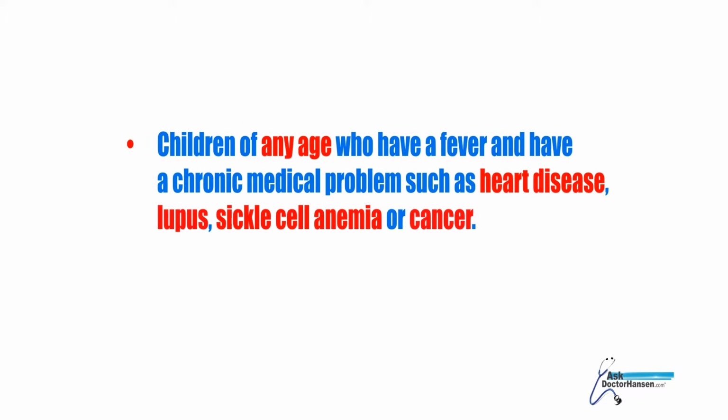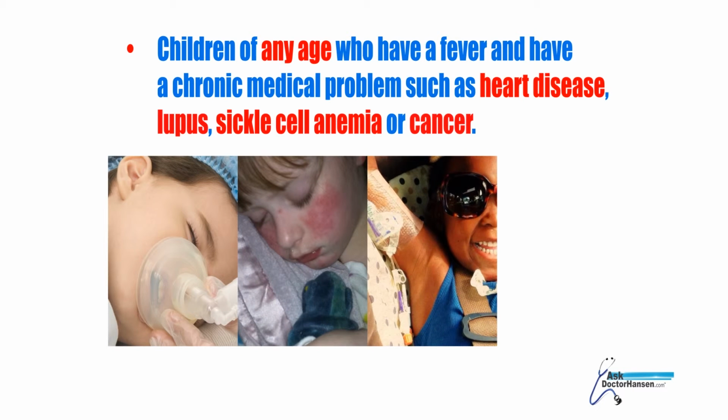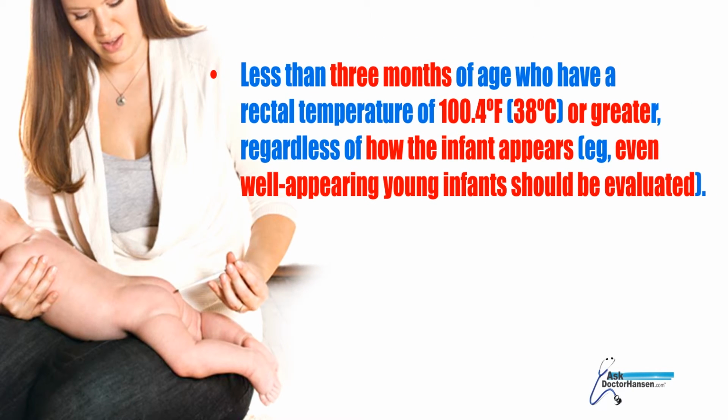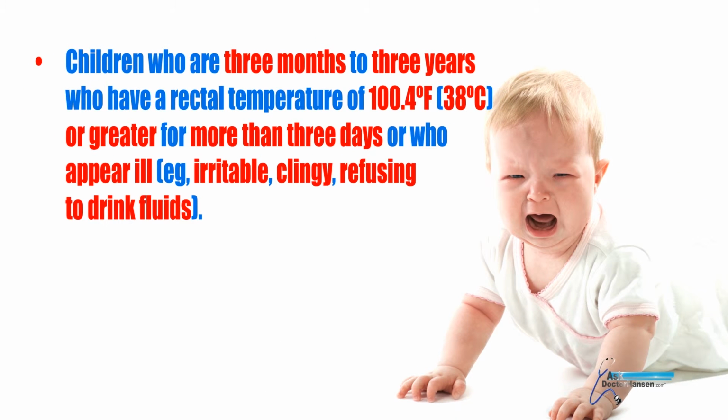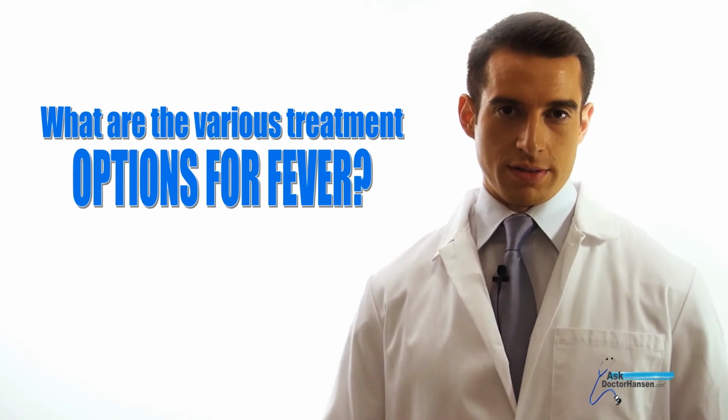Also, children of any age who have a fever and a chronic medical problem like heart disease, lupus, sickle cell anemia, or cancer. Also, if the child is less than 3 months of age, who has a rectal temperature of 100.4 degrees or greater, regardless of how the infant appears. Also, for children who are 3 months to 3 years of age, who have a rectal temperature of greater than 100.4 degrees Fahrenheit for more than 3 days, or who appear ill, like if they're irritable, clingy, or refusing to drink fluids. Also, for children who are aged 3 months to 36 months, who have a rectal temperature of 102 degrees Fahrenheit or greater.